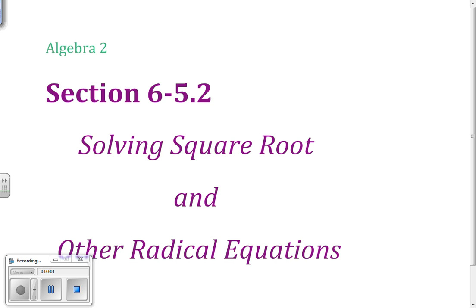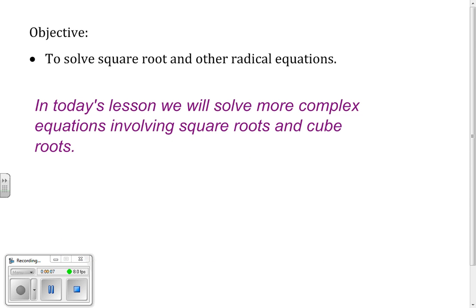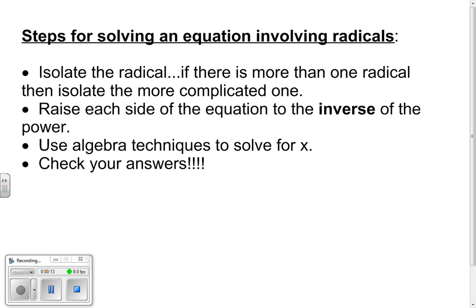Section 5, Day 2 continues solving radical equations and other radicals other than square roots. So today we're going to talk about cube roots and other equations that are more complex than the ones we did in Day 1 of Section 5. The steps for solving these equations are still the same. We're not going to change anything. We're going to isolate, raise, solve, and check.